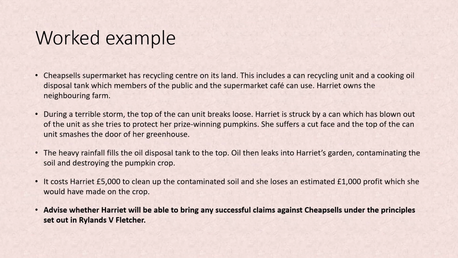Now the heavy rainfall fills the oil disposal tank to the top. Oil then leaks into Harriet's garden, contaminating the soil and destroying the pumpkin crop. Now it costs Harriet £5,000 to clean up the contaminated soil, and she loses an estimated £1,000 profit which she would have made on the crop. So what we're doing here is advising whether Harriet will be able to bring any successful claims against Cheap Cells under the principles set out in the tort of Rylands and Fletcher.